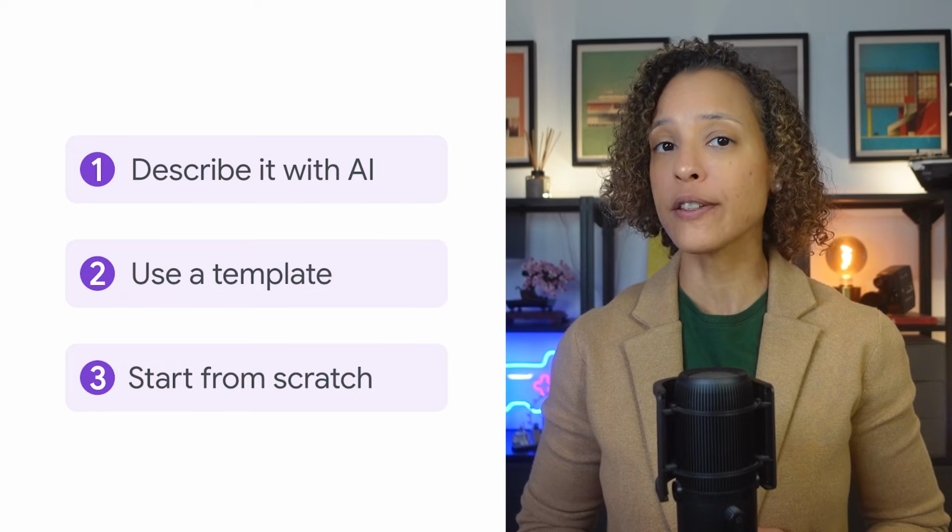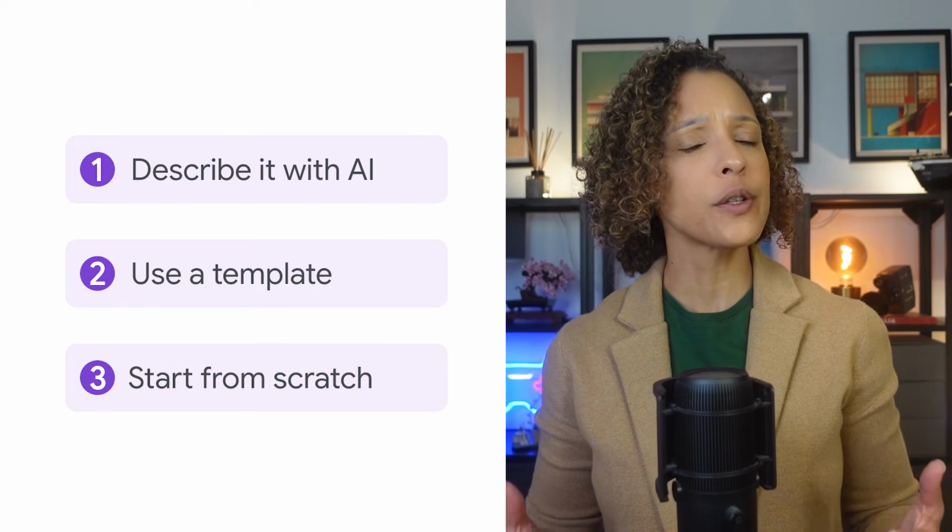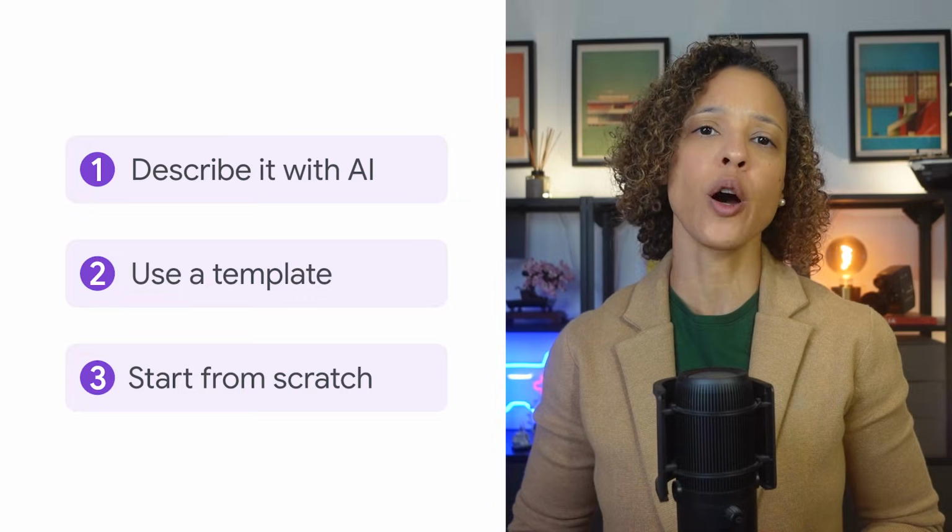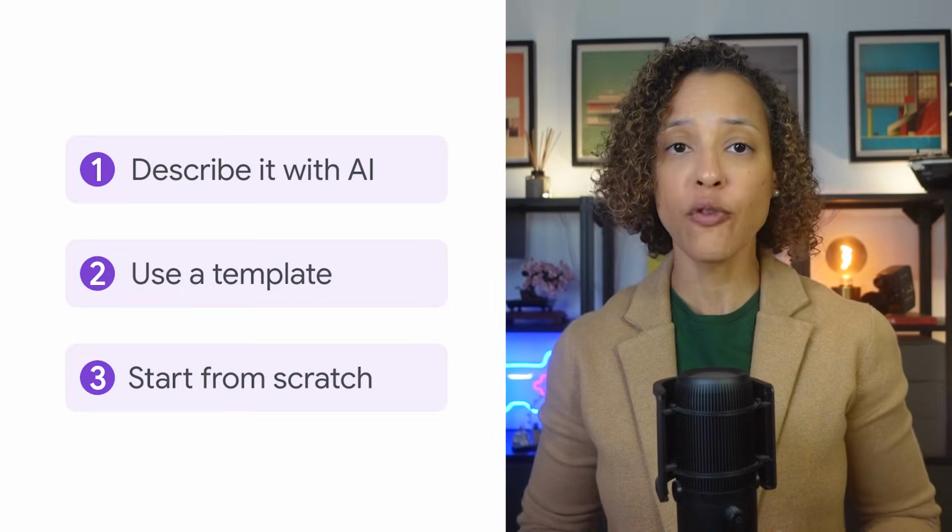In this video, I'm going to show you how to get started with Google Workspace Studio to create AI agents that automate repetitive tasks for you. We'll cover 3 different ways you can create agents, and we'll start with creating an agent by describing it. This way, you tell Gemini what you want to automate, and it will build the agent for you.